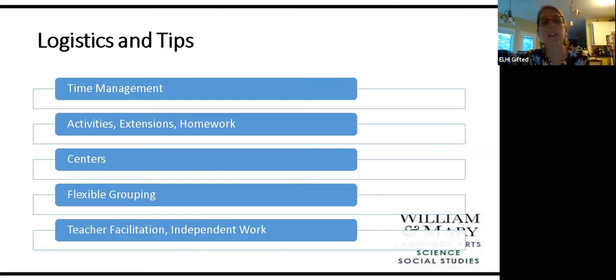Grouping, you can vary your grouping however you want. But flexible grouping with high ability kids is key anyway. So that's really up to you how you want to group. It's based on your purpose and the kids' needs. Pick and choose what you want to start with this year.